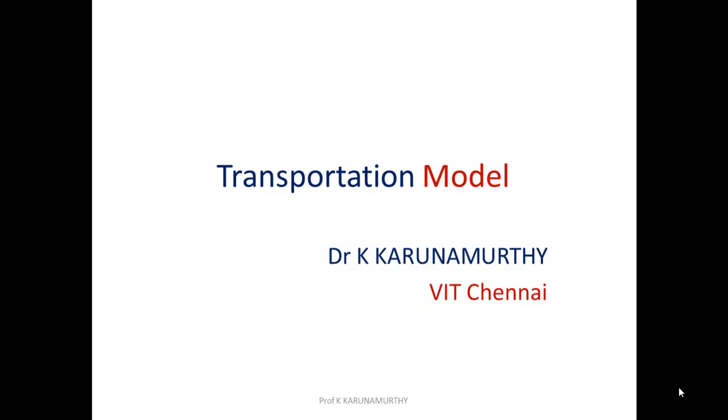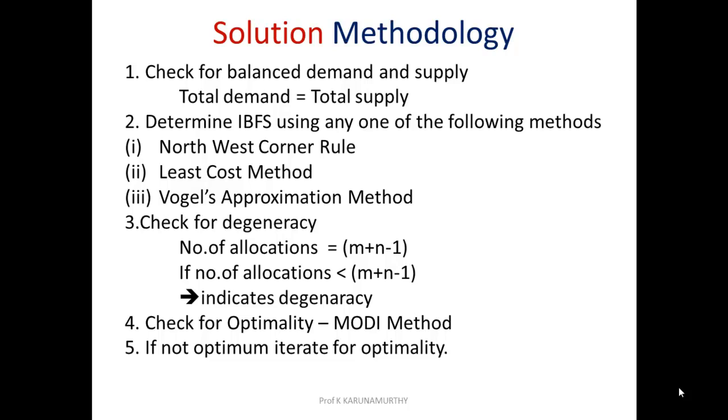For solving the problems in the transportation model, the following steps are involved. Initially, to begin with, we have to determine the total demand and total supply for the given problem. If these two are equal, then we say that the problem is a balanced demand and supply problem. So this condition should be satisfied initially. Once this condition is satisfied, then we have to determine the initial basic feasible solution for the given problem.